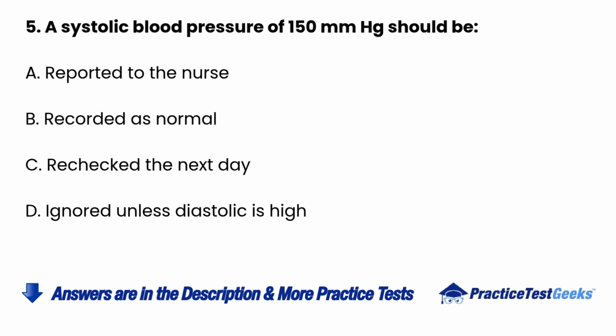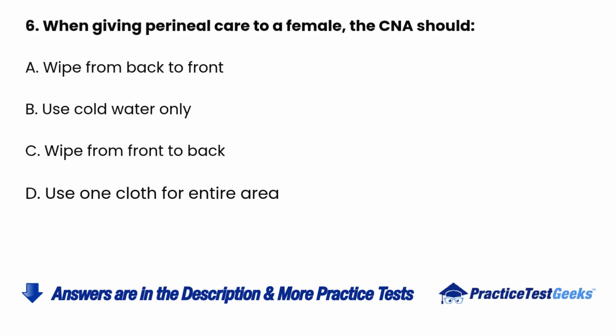5. A systolic blood pressure of 150 millimeters of mercury should be A. Reported to the nurse. B. Recorded as normal. C. Rechecked the next day. D. Ignored unless diastolic is high. 6. When giving perineal care to a female, the CNA should A. Wipe from back to front. B. Use cold water only. C. Wipe from front to back. D. Use one cloth for entire area.